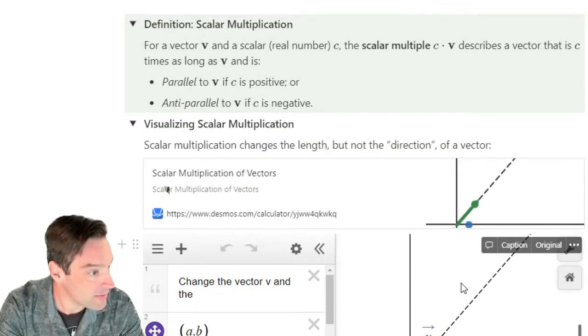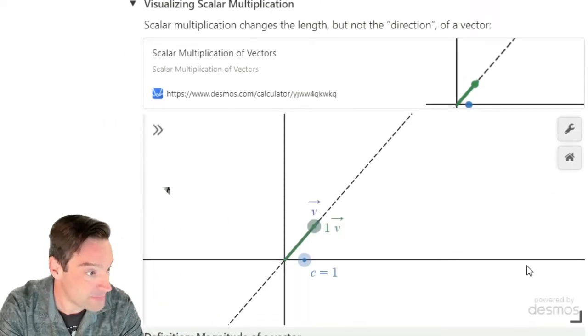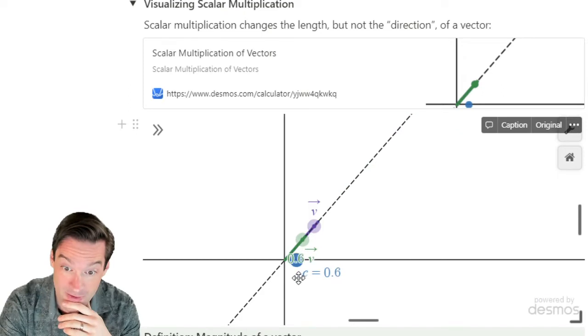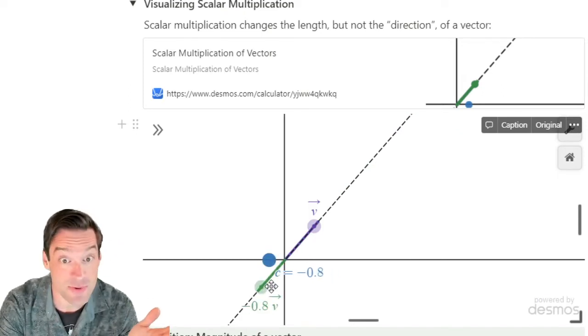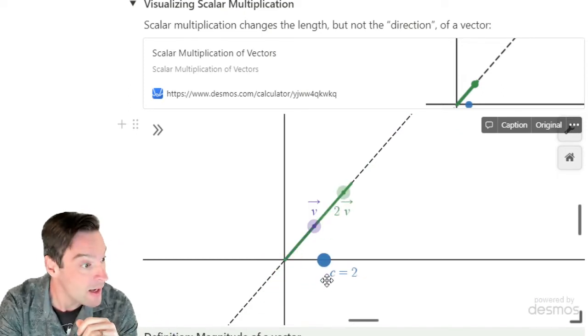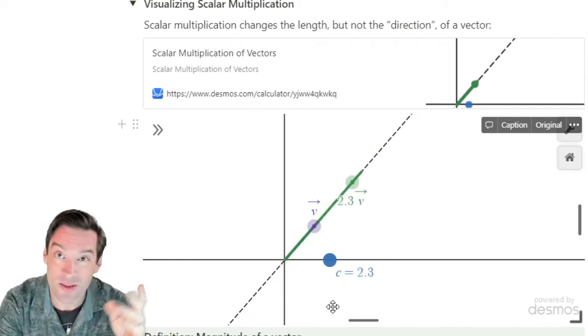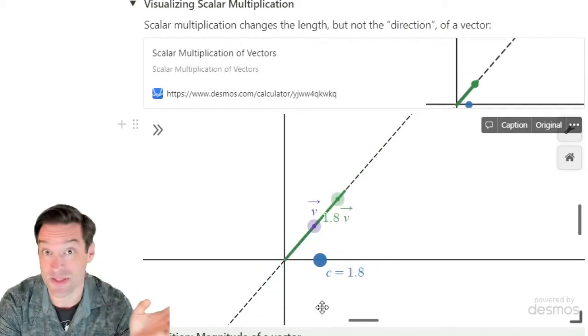We also saw last time what scalar multiplication does to a vector. It changes the length of a vector and possibly can turn it into its opposite, to flip it over the origin. But it doesn't really change the overall direction. It doesn't change the line on which that vector resides.